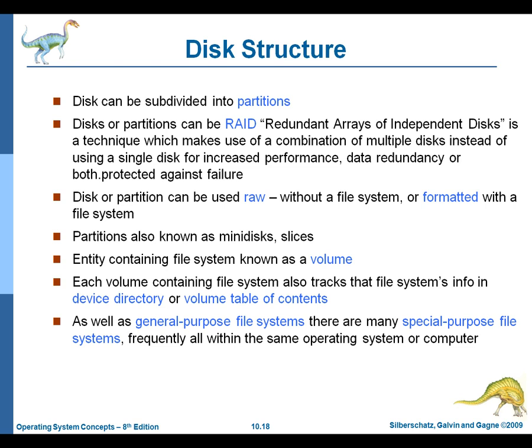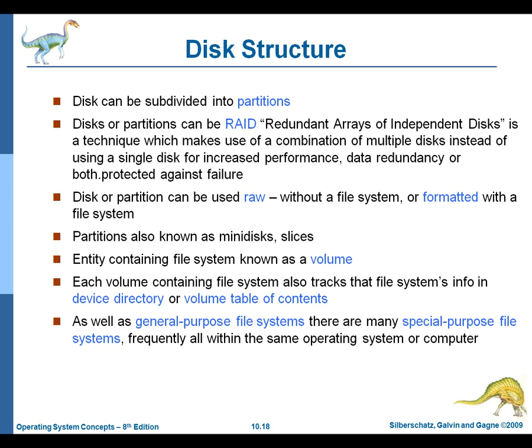Next part is, a disk or partition can be used raw, that is without a file system, or formatted with a file system. It means, without a file system, it can be used. Partitions, also known as mini disks or slices. An entity containing a file system is known as a volume. What happens is, the group of file systems, you can call it a particular volume. Each volume containing a file system also tracks that file system's info in a device directory or volume table of contents.